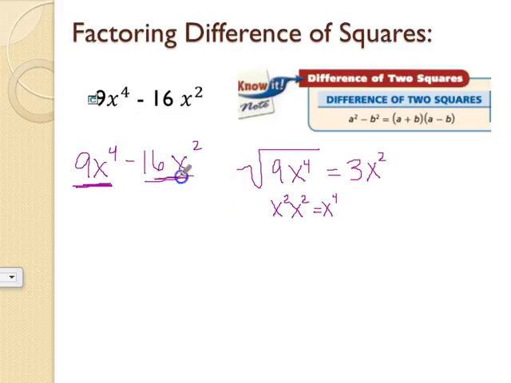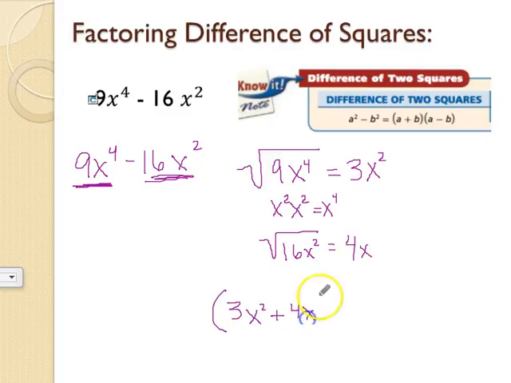And then let's do the same thing with 16x squared. How do we find the square root? Well, the square root of 16 is 4, and the square root of x squared, we've been doing that, is just plain old x. So now we're going to follow the same pattern where we take that first term, 3x squared, and we add it to 4x. And then we take that first term, 3x squared, and we subtract 4x. And we're done. Same steps. We just had coefficients to work with this time, which is no big deal. We did it.